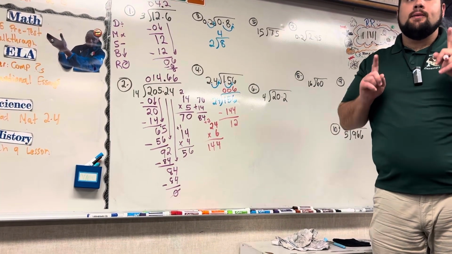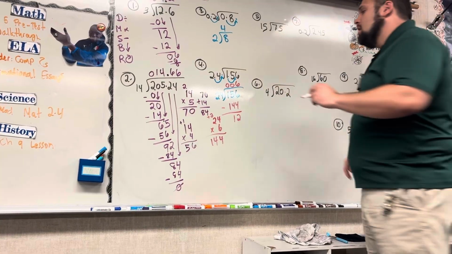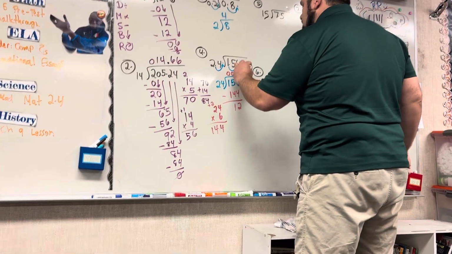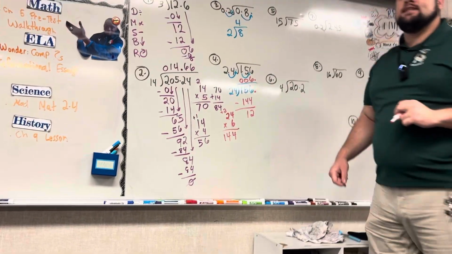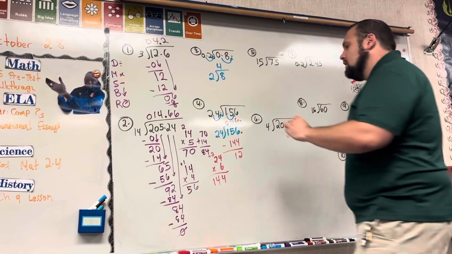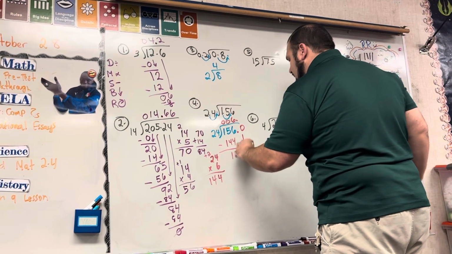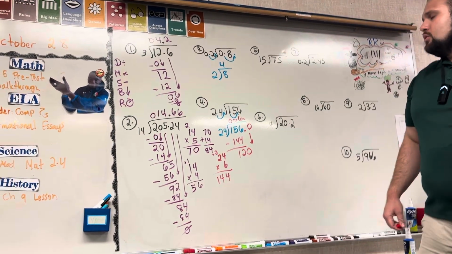Now, we don't do remainders. So what we have to do is put a decimal here, because every whole number has an invisible decimal and an infinite amount of zeros. So we're going to add a 0 here because we need it, and we bring it down. And now we have 120.